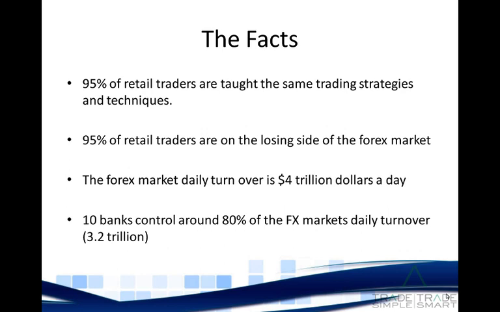Now, earlier on in the course, we established that the Forex market daily turnover is $4 trillion a day. So by far, it's the biggest business in the world, though the most misunderstood. And then we've learned that 10 banks control around 80% of the FX market's daily turnover, which equates to around $3.2 trillion per day. And the 10 banks that control this massive 80% we refer to as smart money.